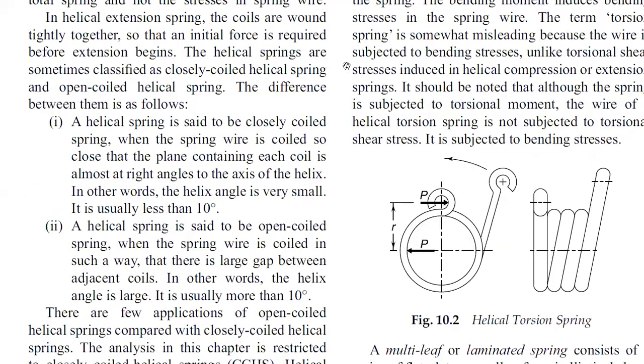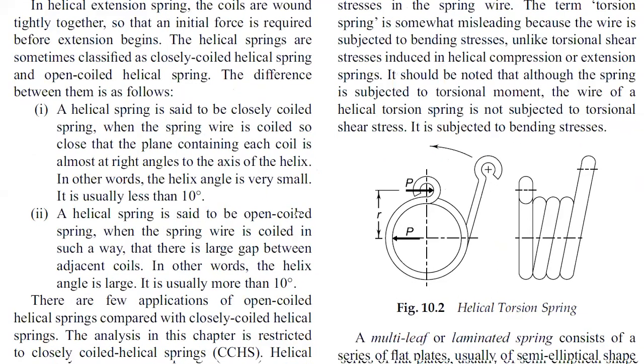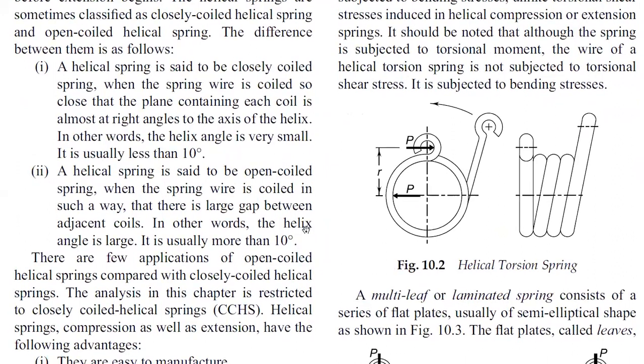In the helical extension spring, the coils are wound tightly together so that an initial force is required before extension begins. And helical compression springs are generally classified as closely coiled helical springs and open coil helical springs. These are the basic two criteria of dividing it.